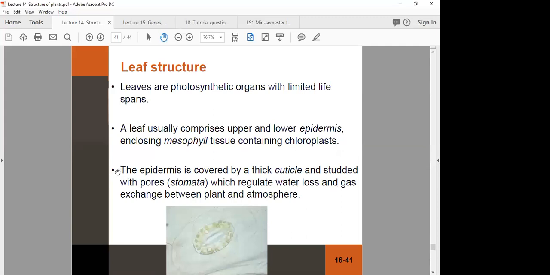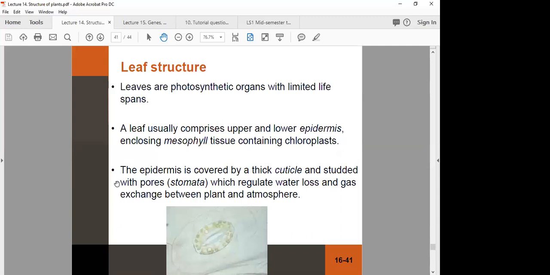The epidermis is usually covered by a layer called the cuticle. This is not a layer of cells. It's just a substance that's secreted by epidermal cells. So that's one special function of some epidermal cells, to secrete this substance called the cuticle. And the cuticle is relatively impermeable to water and functions primarily to minimise water loss from the plant.